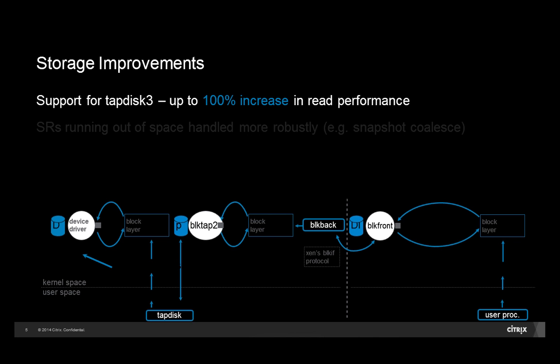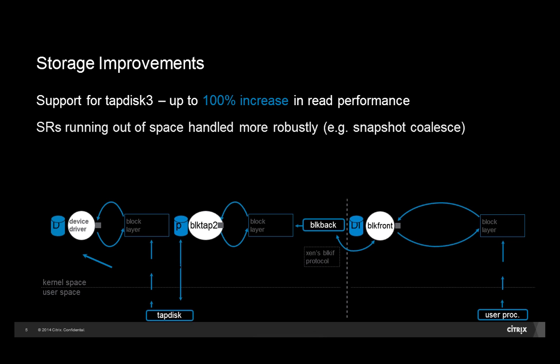So the way we attacked that was we built in support for a new TapDisk 3 architecture, and we removed the old TapDisk 2 architecture. That alone managed to increase the read performance by about 100%.